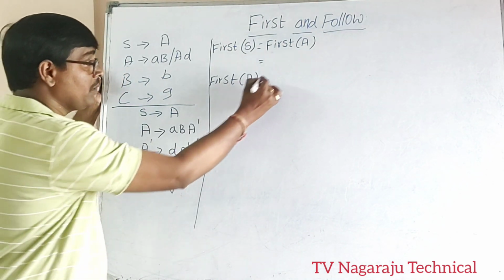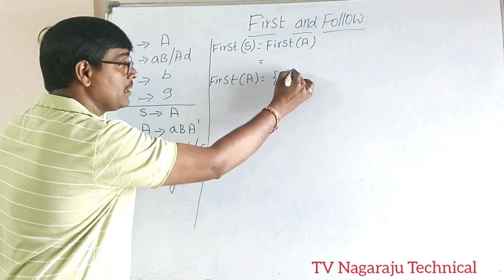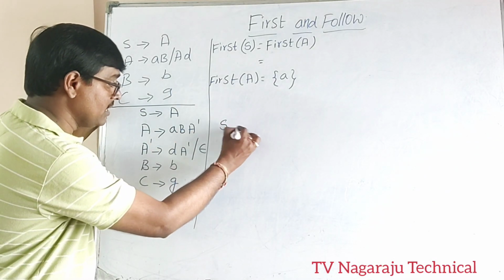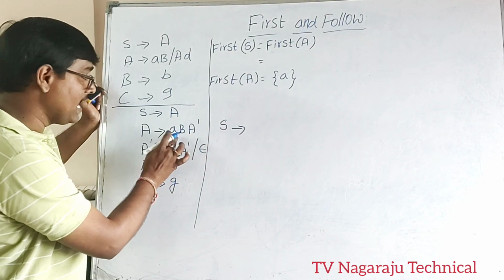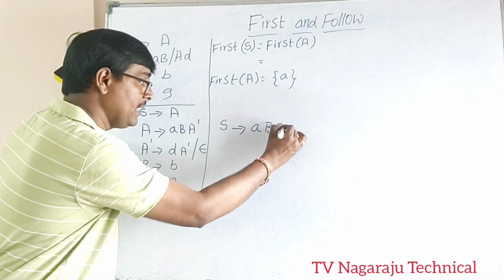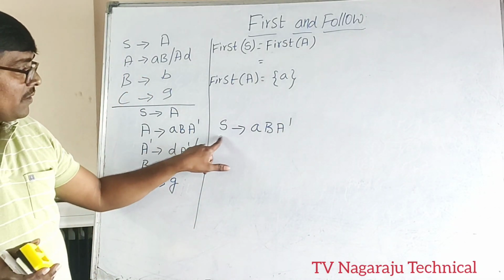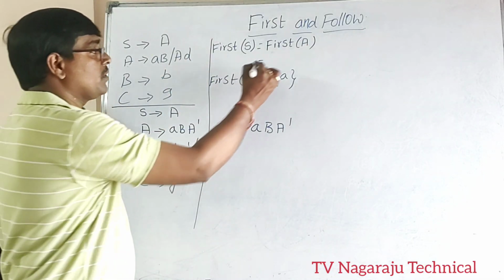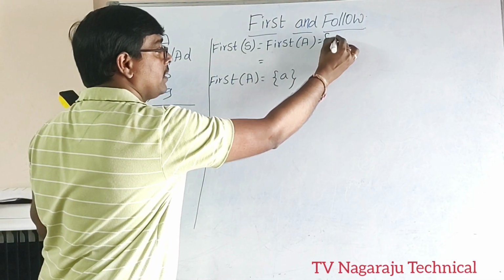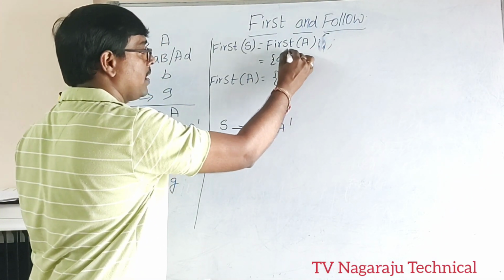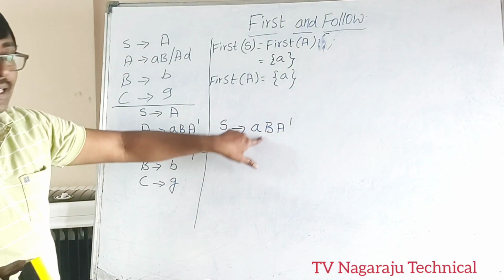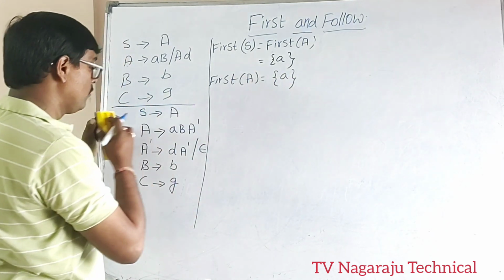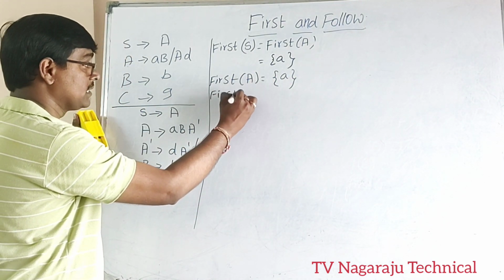What is the first of A? The first terminal symbol is small a. Now you write it like this: S → aBA', replacing A with this production. Now what is the first of S? Obviously small a. That is written in the form of notation. So first of S is directly {a}. Or else you can write it like this. Clear? Now first of S is completed, and A is completed.